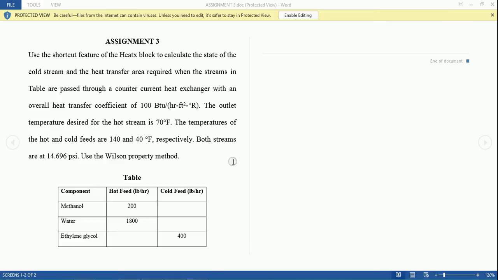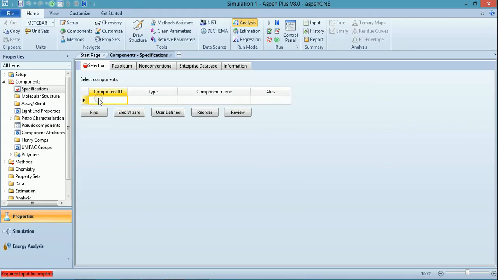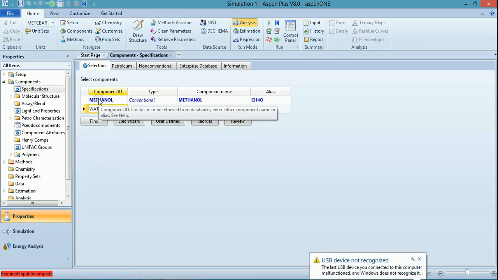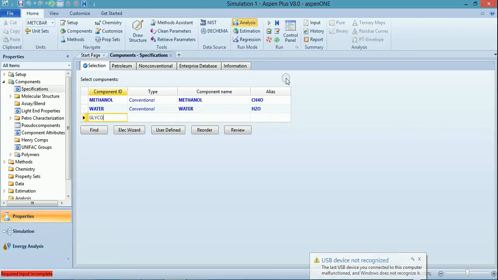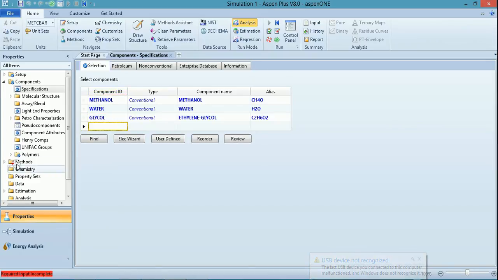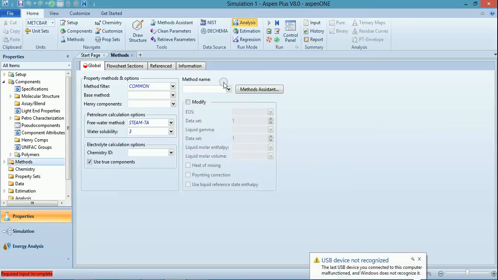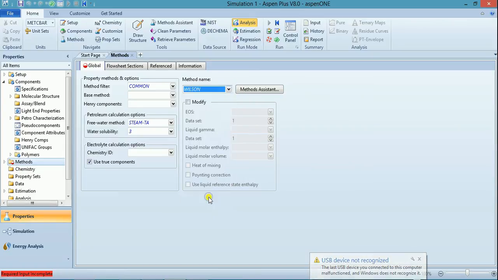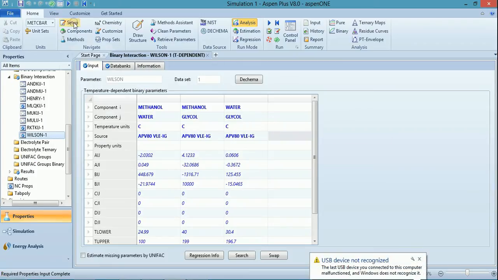So, without much further ado, let's start Aspen. The components that we have today are, the first is methanol, water and glycol. The property method has already been specified. We will be choosing the Wilson method. Right? Now we click on next.